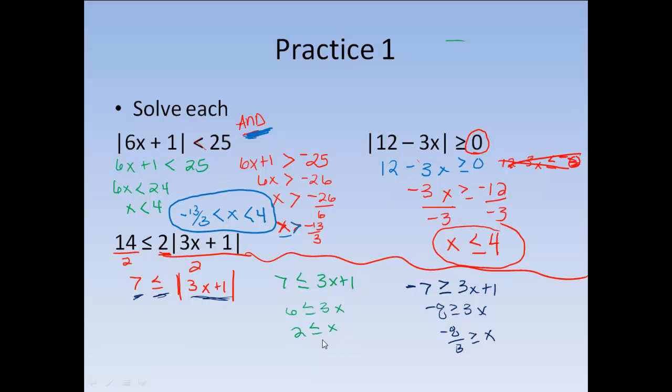Once I get down to each individual one, I have to go back and decide, is this going to be an and or an or? Since my inequality is not pointing at the absolute value signs, it's going to be an or. So to finish off my answer, I need to put an or in between them. And there I would have my answer.